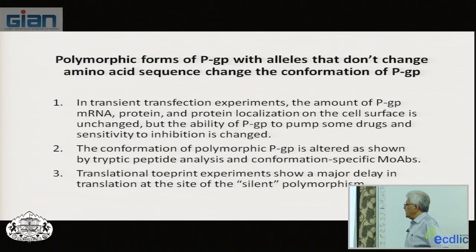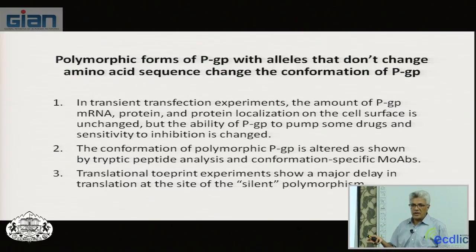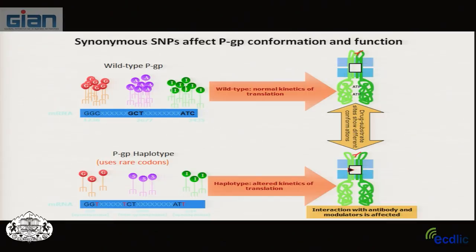But what we found is that if you look at the toe printing of RNAs, there seems to be a major delay in translation at the site of the silent polymorphism, which is C3435. So when it's being translated at the ER level, for some reason, there is a delay. And one of the reasons for the delay, I'll show you. When you look at this SNP in all the populations, interestingly, the wild type at these three positions uses frequently used codons, because each amino acid has multiple codons that can be used.